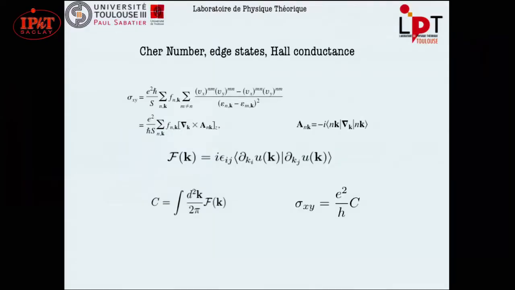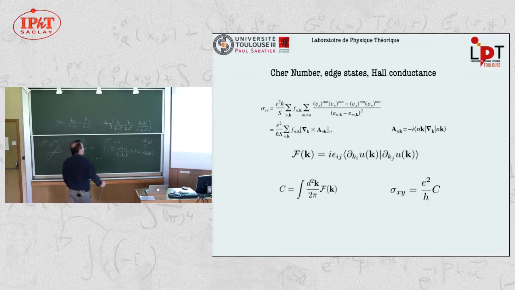And in particular, there are three quantities that you can compute to diagnose a Chern insulator. The first is the Hall conductance, which is here. And this Hall conductance is constructed with what is called the Berry connection. And the Berry connection is basically the sandwich between one Bloch state at a given k and the derivative of this same Bloch state.